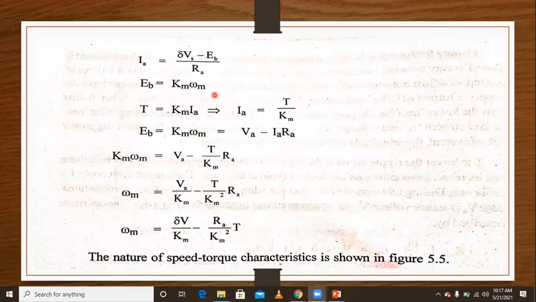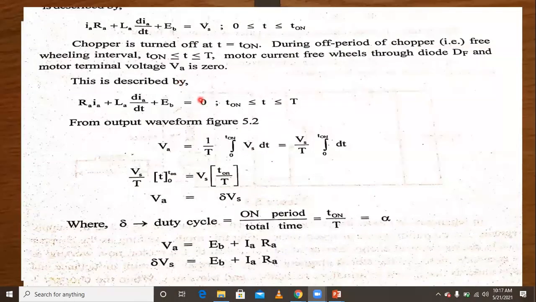So VA is equal to 0, VS is equal to 0. The terminal voltage VA is also 0 because the freewheeling diode is turned on, so the motor terminal voltage is short circuited. That's why this equation is IA into RA plus LA into di by dt plus EB is equal to 0, during the off period when the chopper is turned off. This is called the off time period, Ton less than or equal to t less than or equal to T.